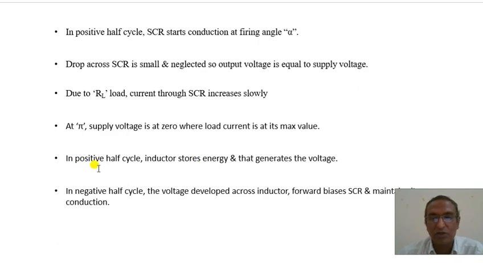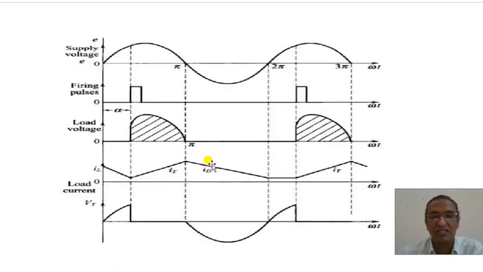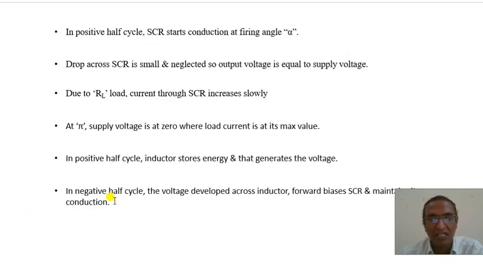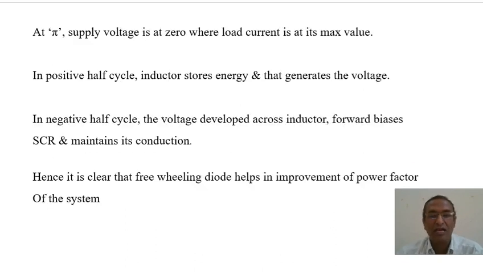Similarly, in the positive half cycle, you can see here the inductor stores charge and that generates a voltage. At the same time, in the negative half cycle, the voltage drop across the inductor forward biases the SCR and maintains the conduction. As well, at the pi angle, the voltage is 0 and the load current is at its maximum value. In the positive half cycle, the inductor stores energy and generates the voltage. In the negative half cycle, the voltage drop across the inductor forward biases the SCR and maintains its conduction.